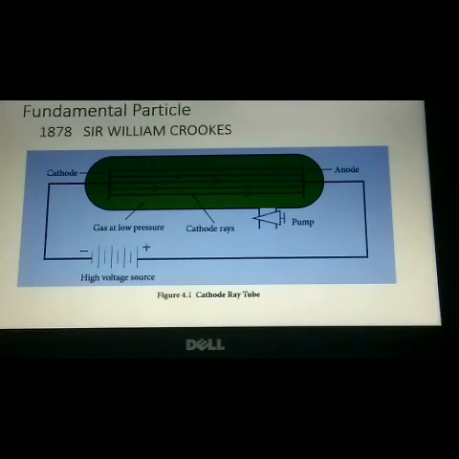Cathode ray tube is a long glass tube which is filled with gas and completely sealed at both the ends. It consists of two metal plates which act as electrodes and they are connected to a high voltage. The electrode which is connected to the negative terminal of the battery is said to be cathode, while the electrode which is connected to the positive terminal is said to be anode. There is a side tube which is connected to a pump, and the pump is used to lower the pressure inside the discharge tube.